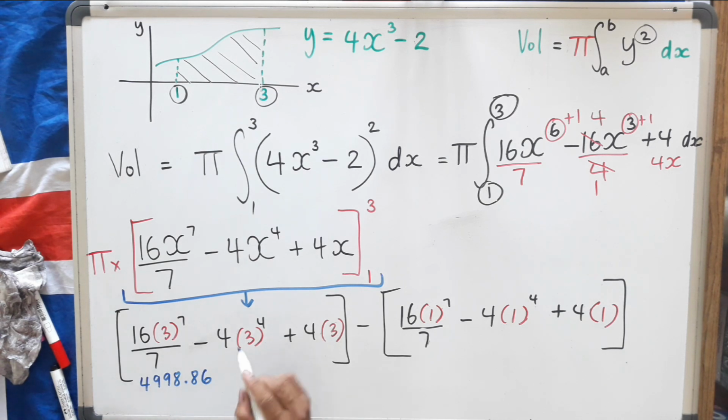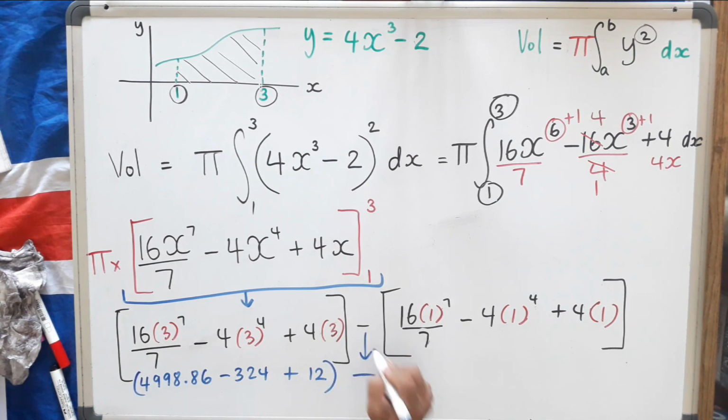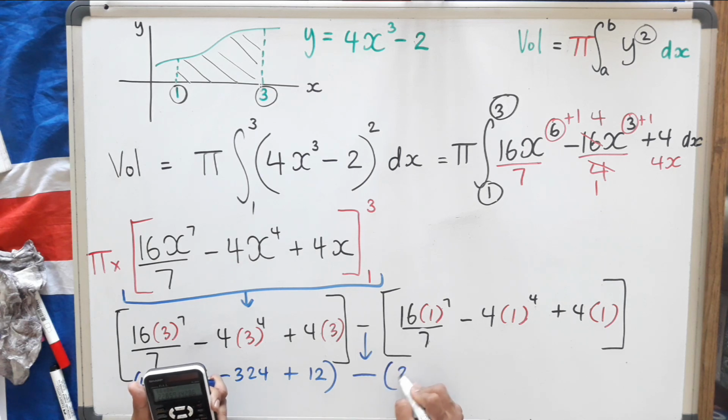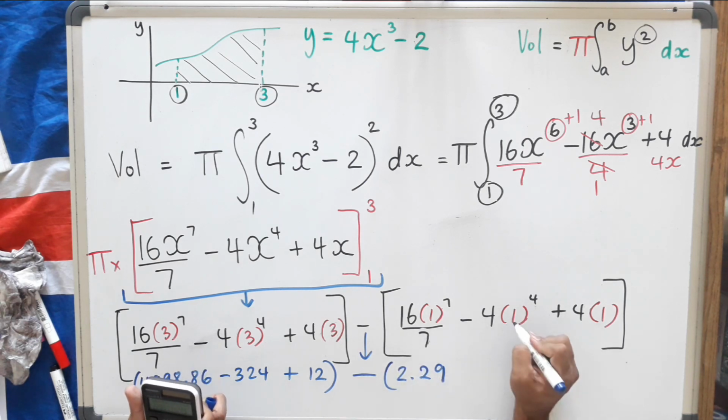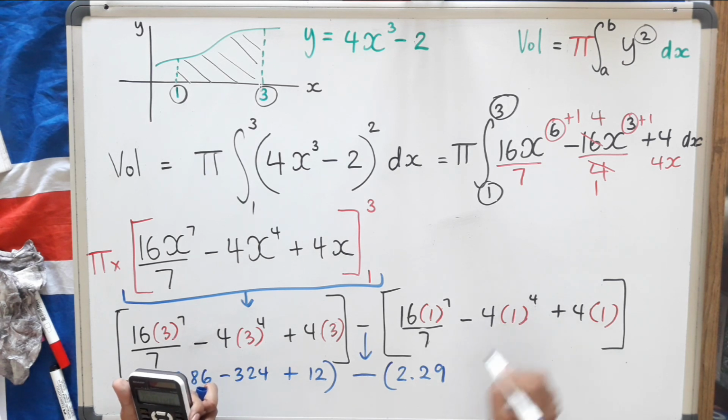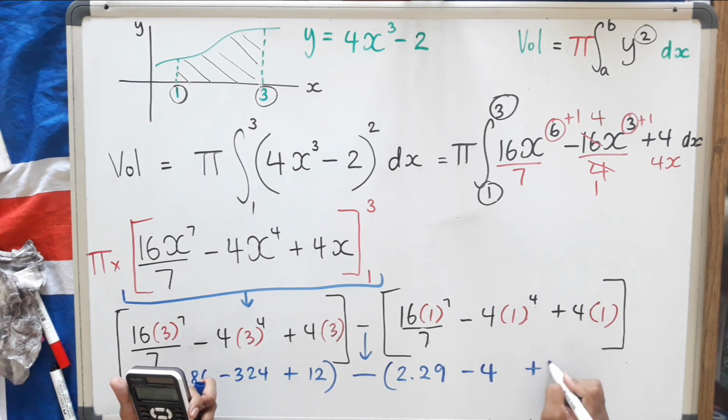4,998.86. Whoa. 3 to the power 4 multiply by 4. This one wasn't too bad. Minus 324. And 4 by 3 is 12. My mandatory minus sign here. This one is easy. 1 to the power 7 is, sorry, 1 to the power 7 is 1. 1 by 16 is 16. And then you have to divide it by 7. So we are going to get 2.29. 1 to the power 4 is 1. 1 by 4 is 4. 4 by 1 is 4.